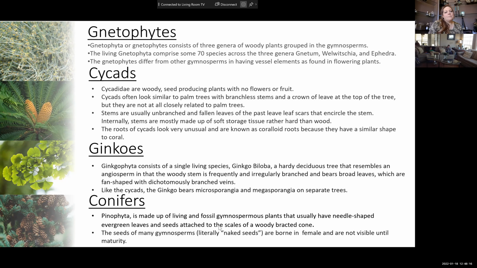Okay. Needle-shaped evergreen leaves and seeds attached to scales of a woody bracted cone. So the seeds of many gymnosperms, literally naked seed, that's what gymnosperm means, naked seed, are born in female cones, and they're not visible until maturity.